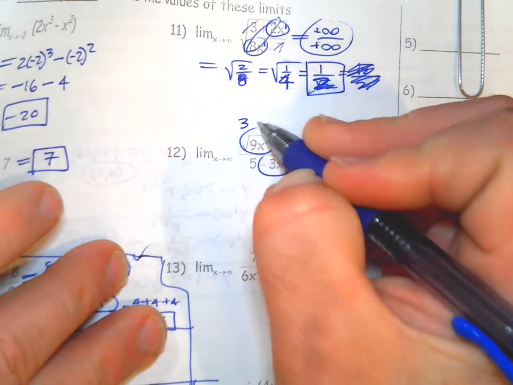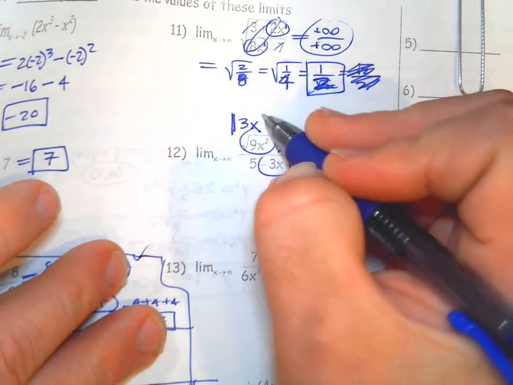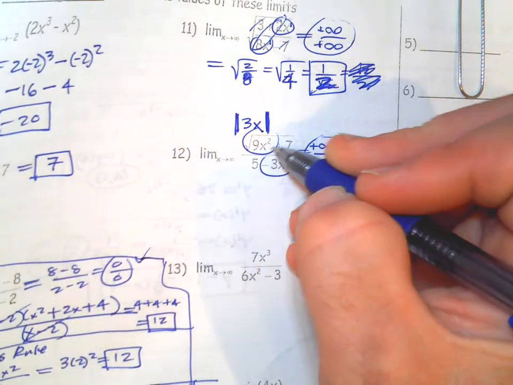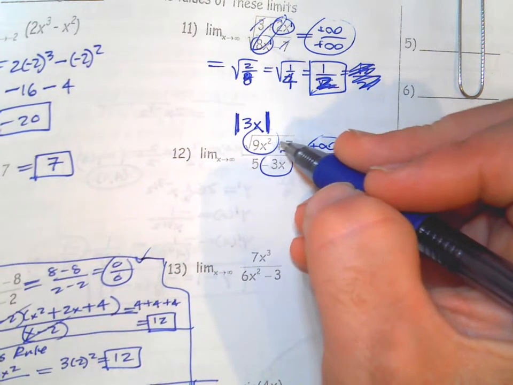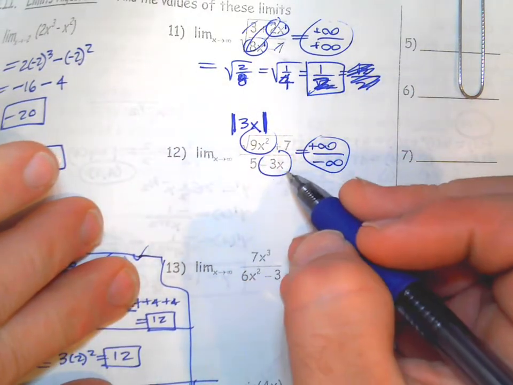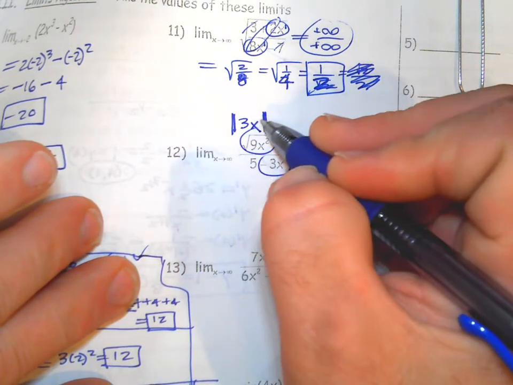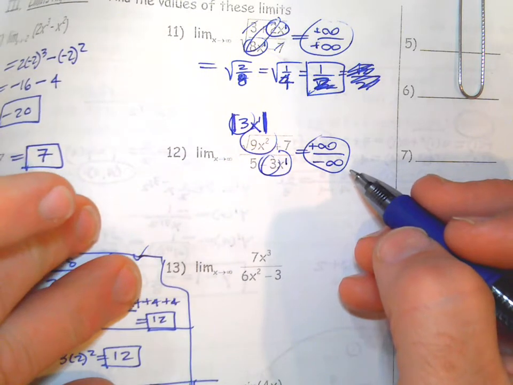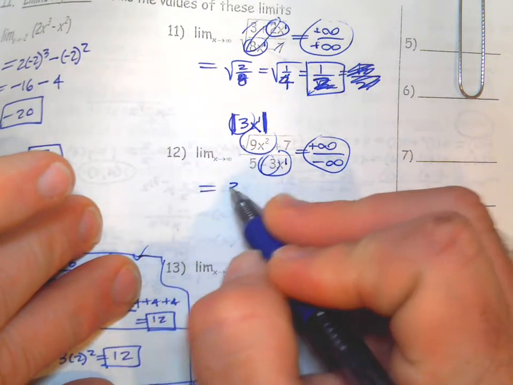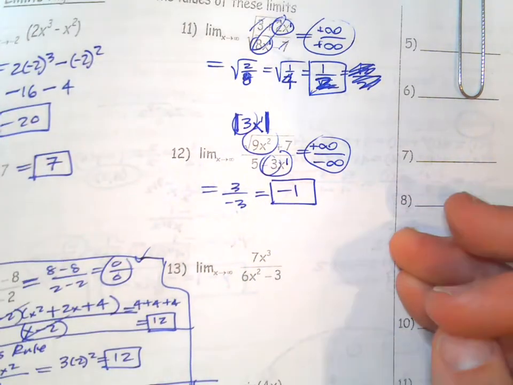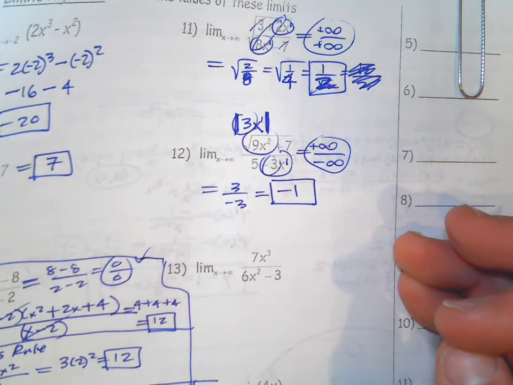This dominant term on the top is 3x, but you need absolute values to ensure it comes out positive, because it should. Even if you plug negative in for x, get squared, it becomes positive. Take square root, it gets positive. Even if you plug in negative. Now these are the same ratio, so it's really just going to be the ratio of their coefficients. So it's going to be 3 over negative 3, which is negative 1. Okay.